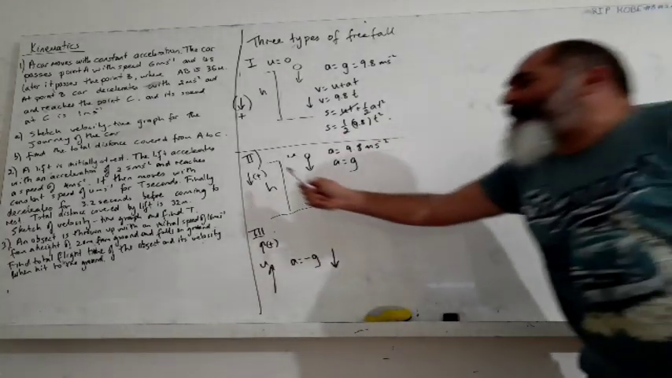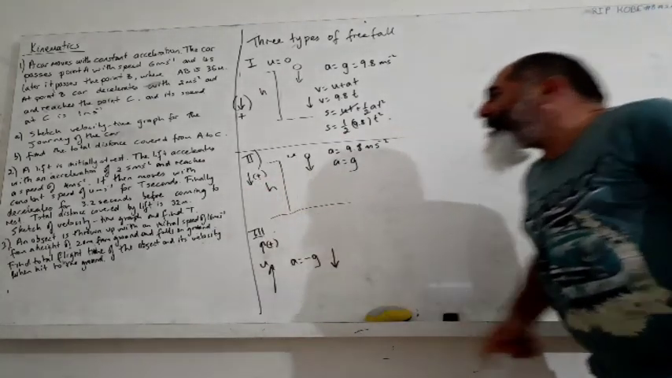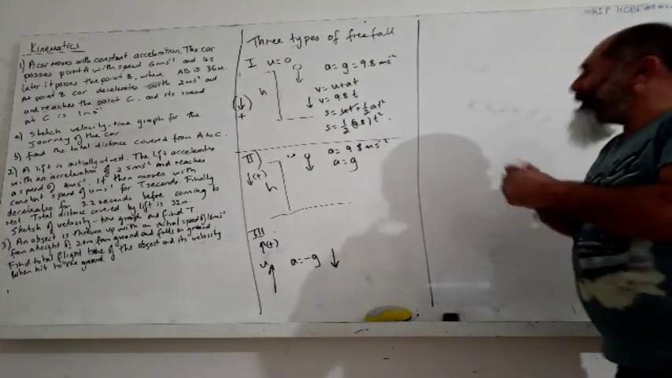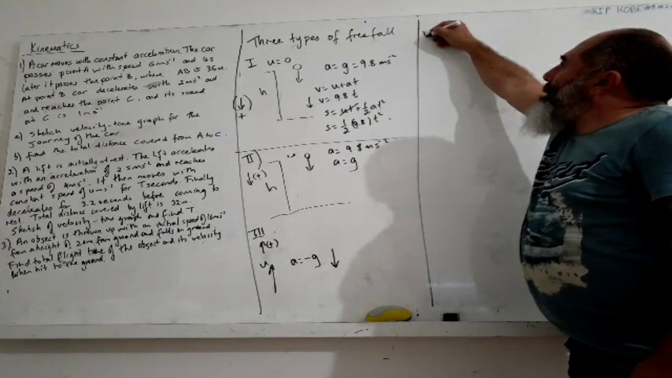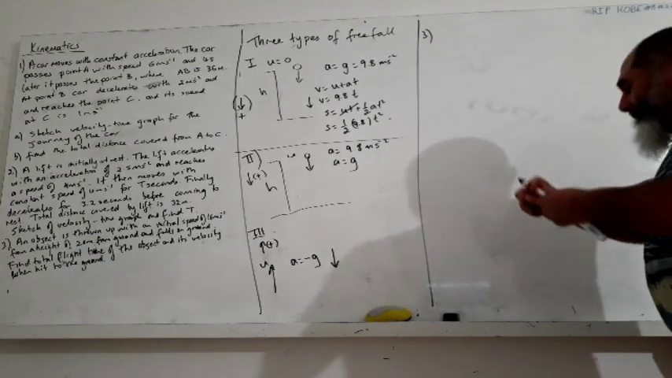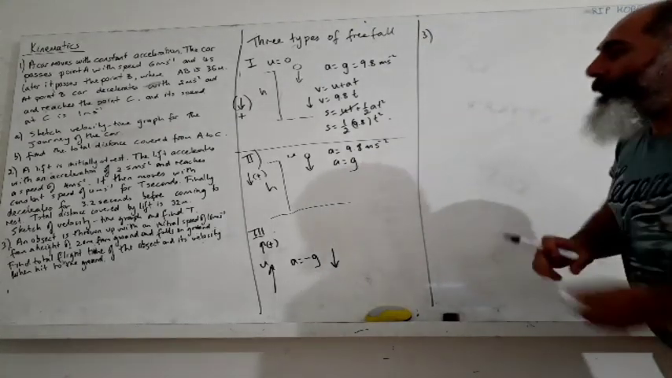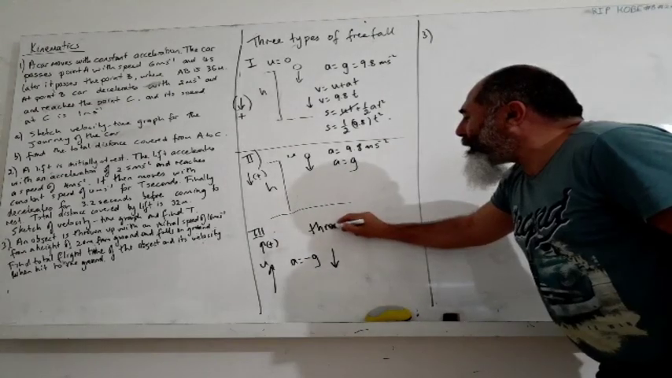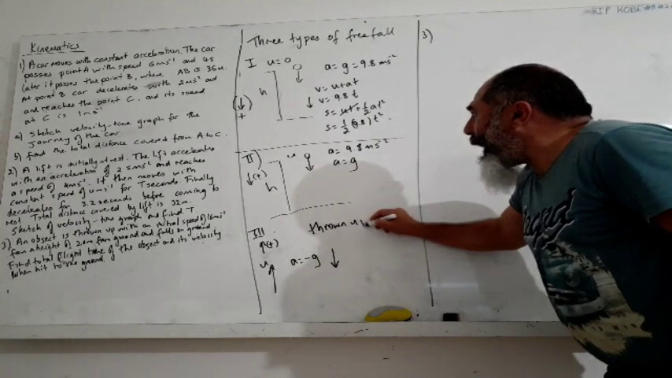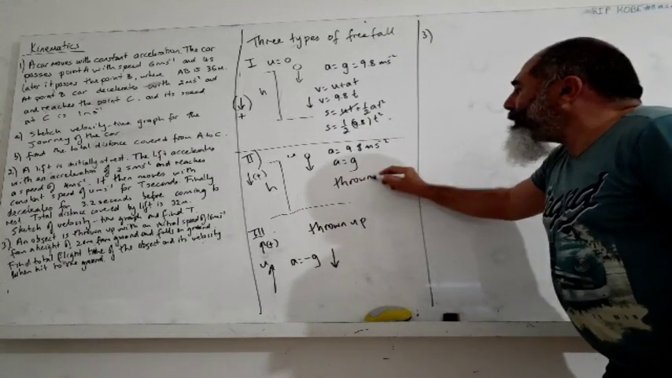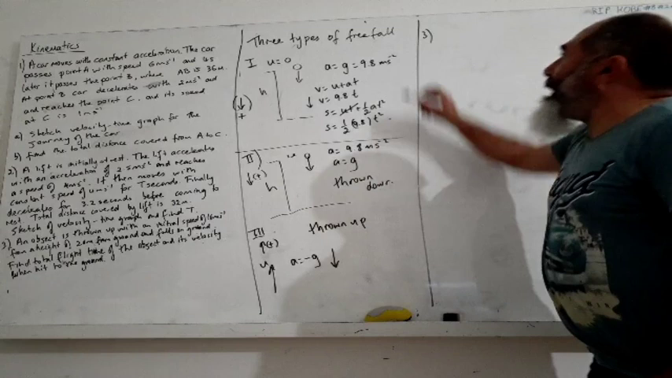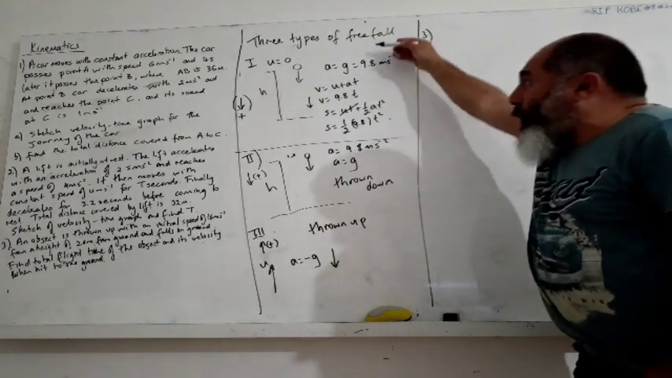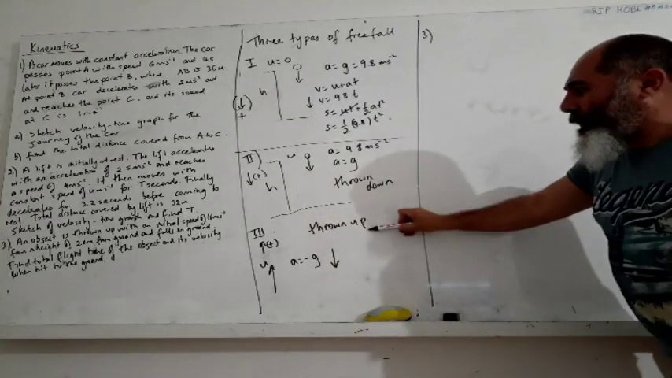Now, let's read question 3 and try to answer it. Here, an object is thrown up. That means this is thrown up. This is thrown down. And there we leave the object and it has to go down. This is thrown up. This is thrown down. So it is thrown up.